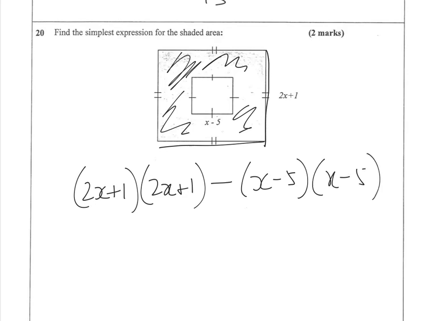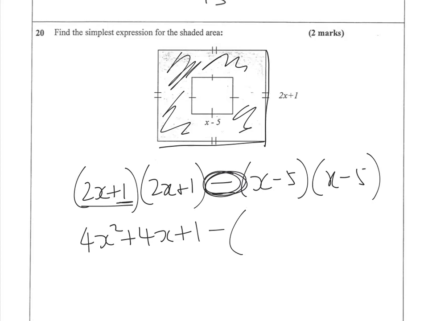So perfect square. Square the first. The product of those two is 2x. Double it. We get 4x. Square the last. We get 1. Now, because that is a minus, I'm going to leave it in the bracket.